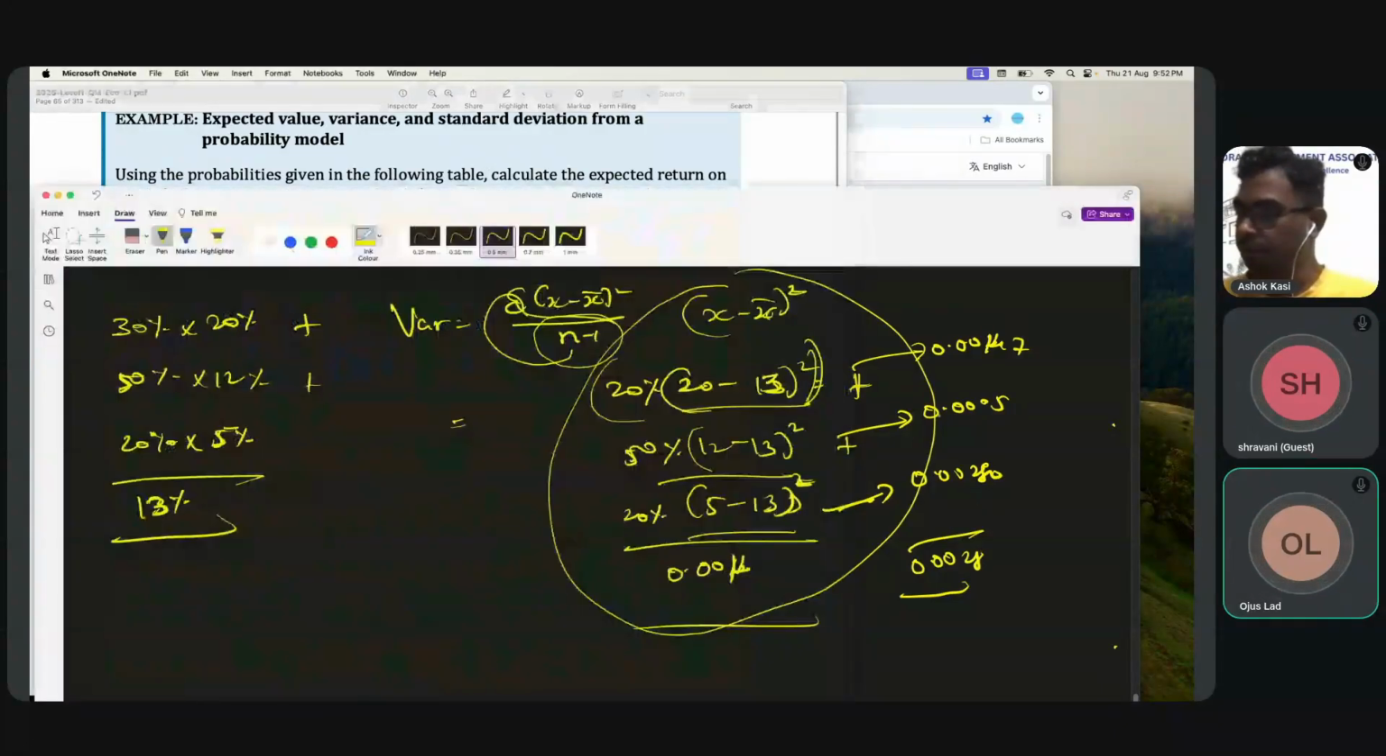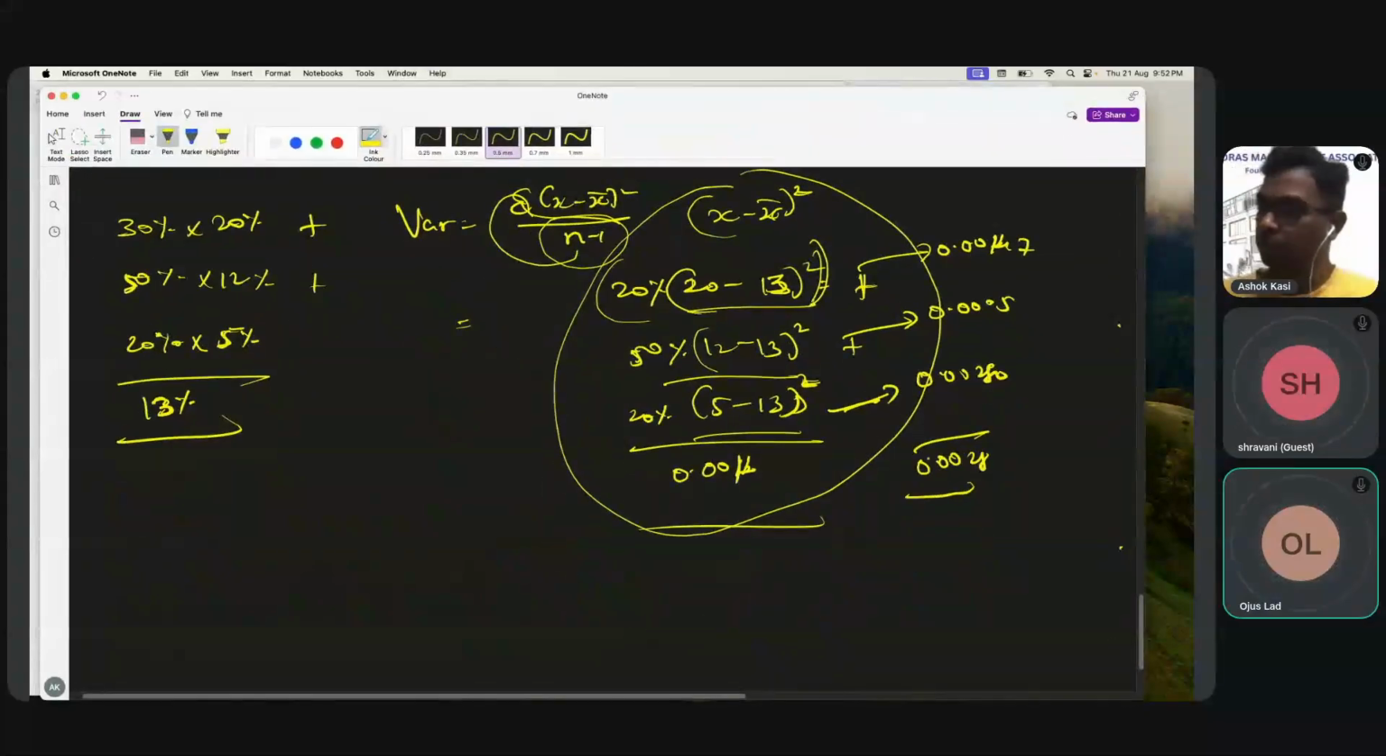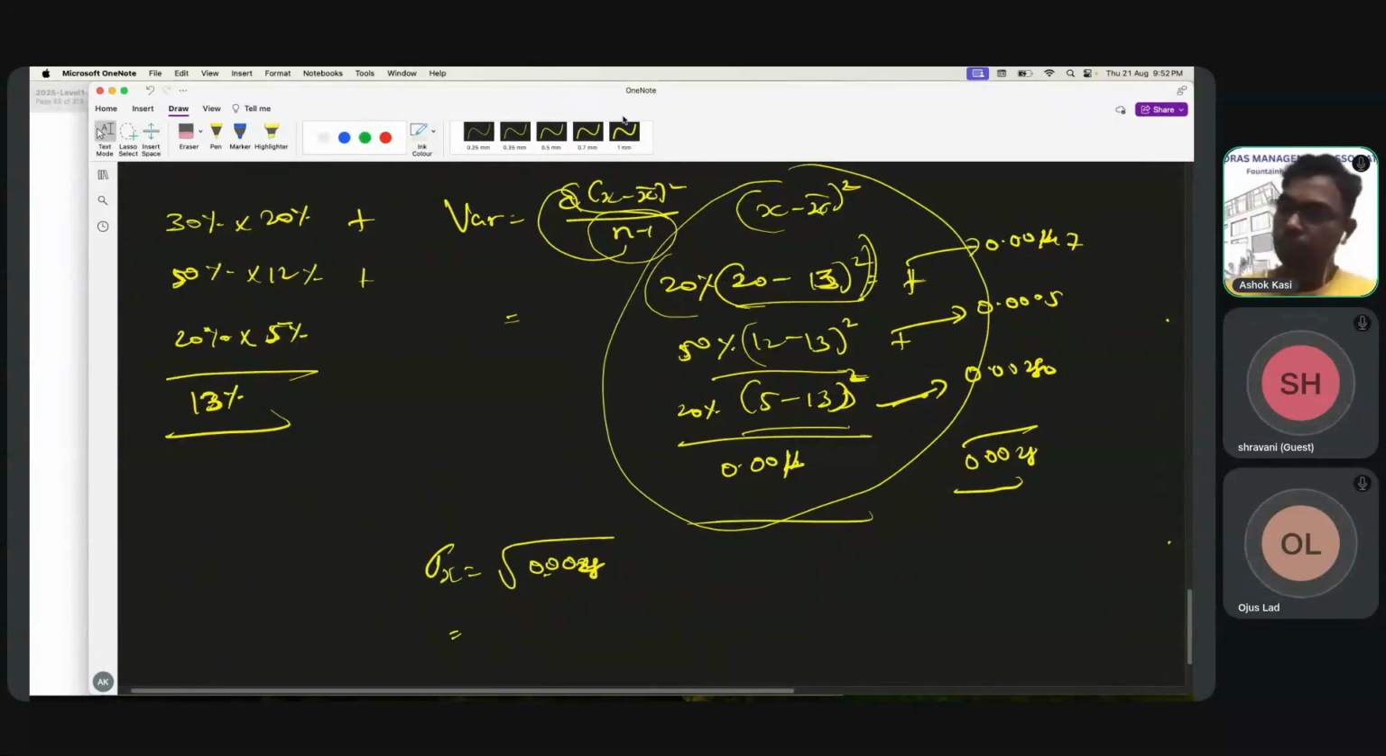So the square root will be the standard deviation. Shravani, have you got all these numbers? Yes, sir. Sure, right? If you want, take time and do it peacefully. This is the variance. So standard deviation is equal to the root of 0.0028. Just calculate that. 0.0529.